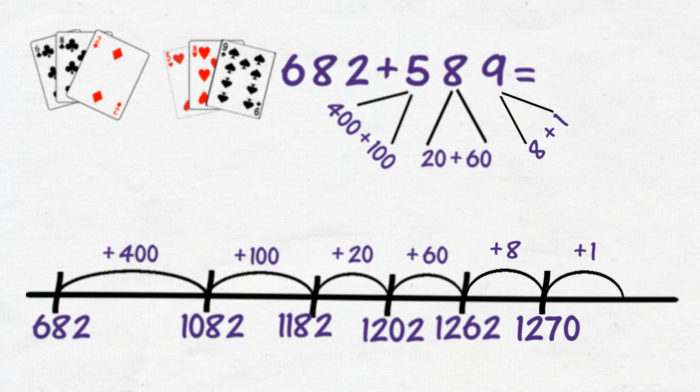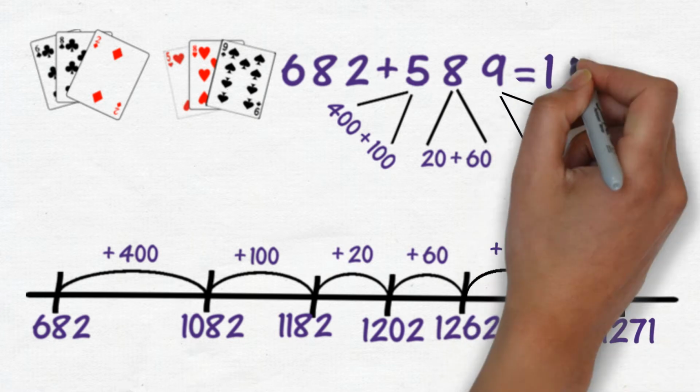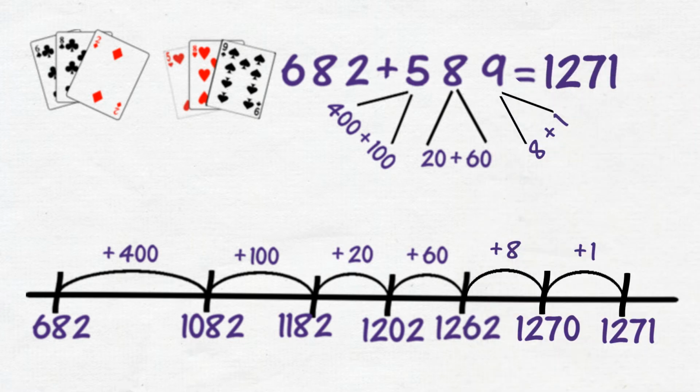We have 1,270 and we want to add 1. Will we have 1,000, 200s, 7 tens and 1 one? Will we have 1,271? Does 682 plus 589 equal 1,271? Did we add 3-digit numbers using place value?